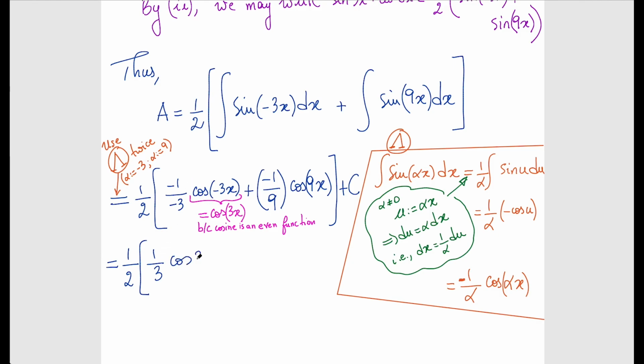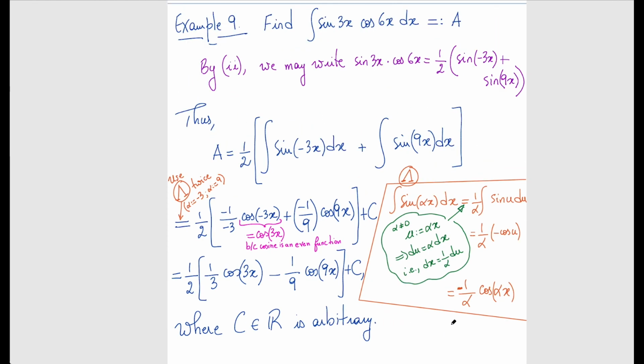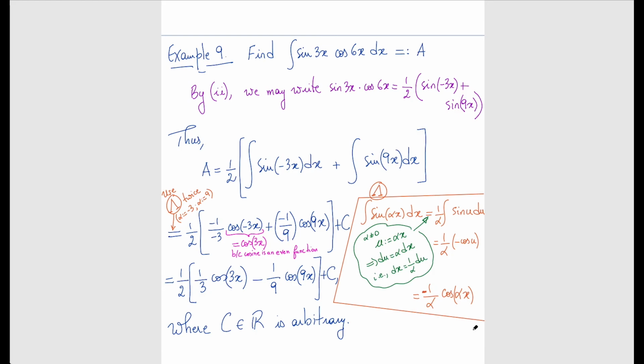Okay? Alright, so then this is equal to 1/2 times 1/3 cosine of 3x minus the 1/9 cosine of 9x plus the C. Again, as usual, where C is an arbitrary real number. Okay. Alright, so this completes this section, which was about trig integrals.